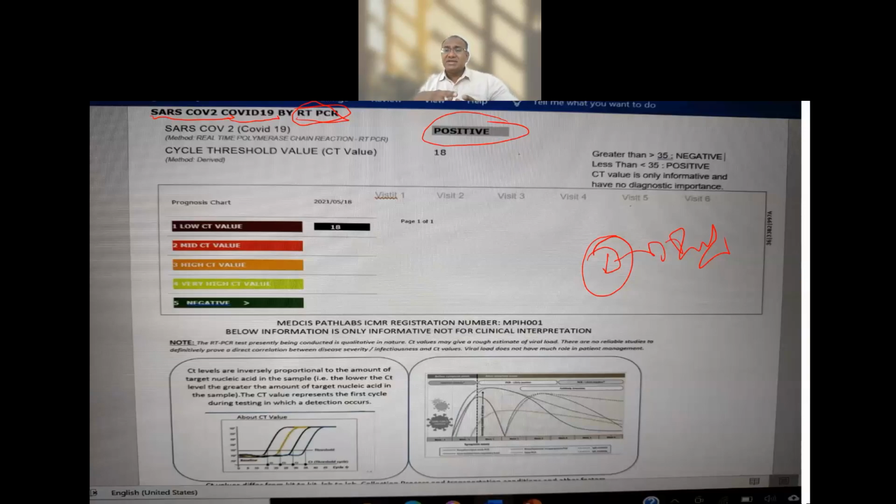Now, how do I use this? As I am discussing with you, I can use this technique, which we call a molecular technique, polymerase chain reaction, as a diagnostic platform. And after that, I can use it as a prognostic test also.